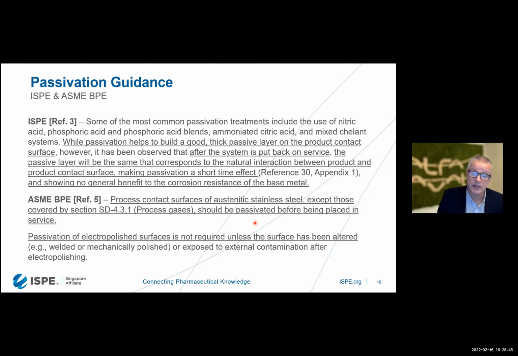ASME BPE, on the other hand, says that product contact surfaces of austenitic stainless steel, except those covered by section SD-4.3.1, which is process gases, should be passivated before being placed in service. And that's good. It should be passivated before being placed in service to remove the contamination, not really to passivate the surface. But they also mention that if you have an electropolished surface, it's not required to do an extra passivation, because the electropolishing procedure is a passivating procedure in the end.